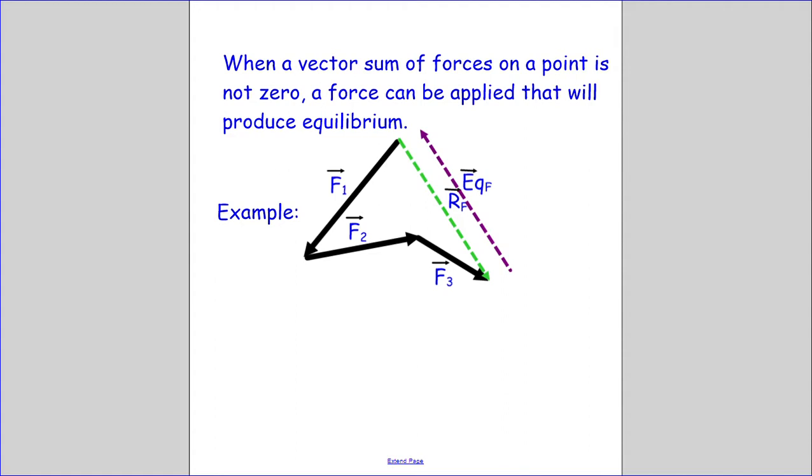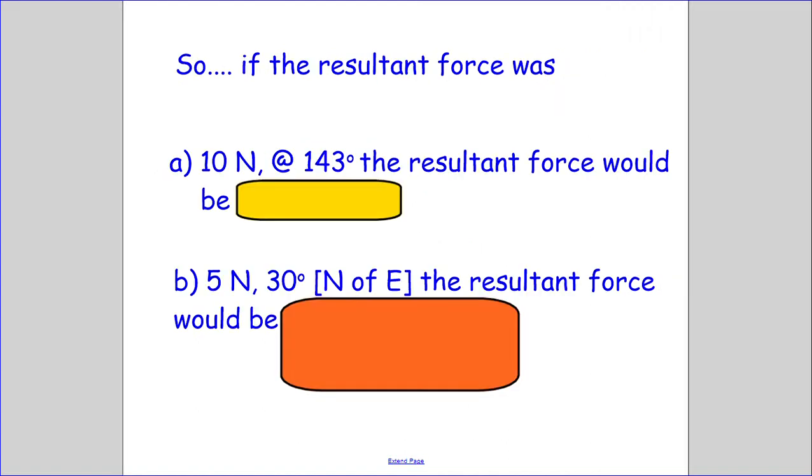So remember, the resultant force, all it says is what direction and how much force is going to be applied from the three forces. The same thing we learned from the last one. And then above, it says a force can be applied that will produce equilibrium. So the force that's applied has to be the same force as the resultant, just in the opposite direction. Okay, 180 degrees in the opposite path. So, taking a look at that, you should be able to answer these two little questions.